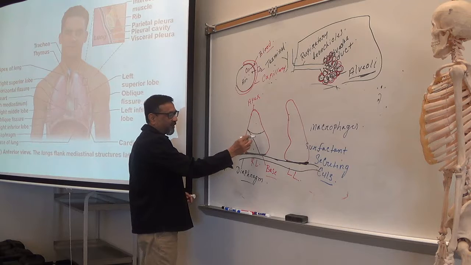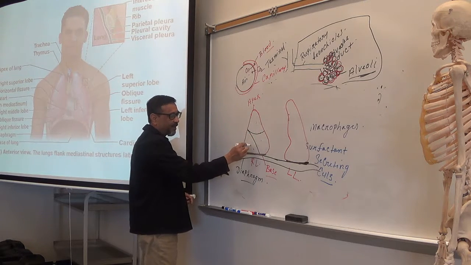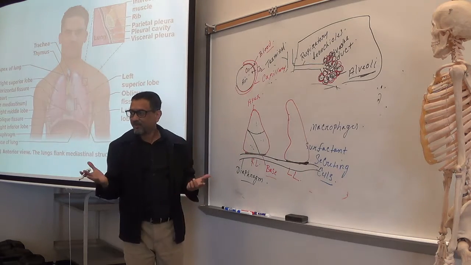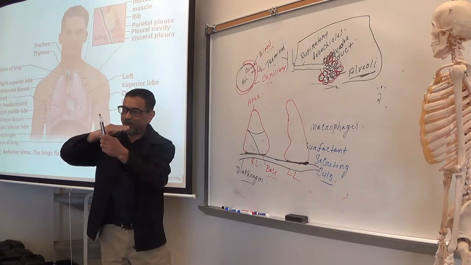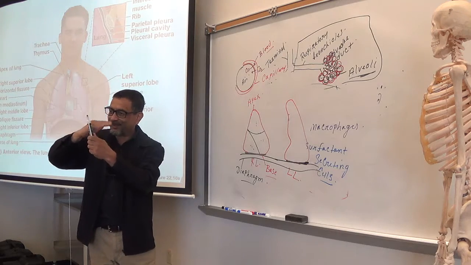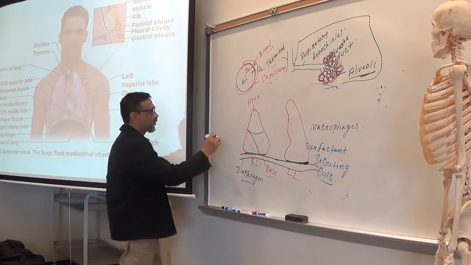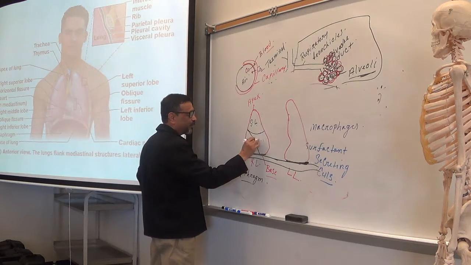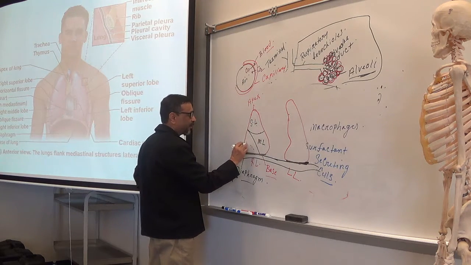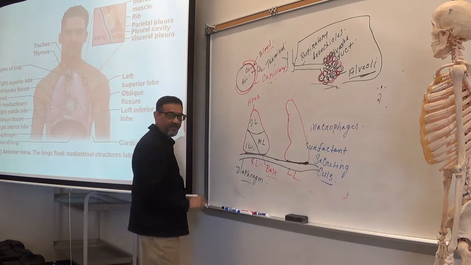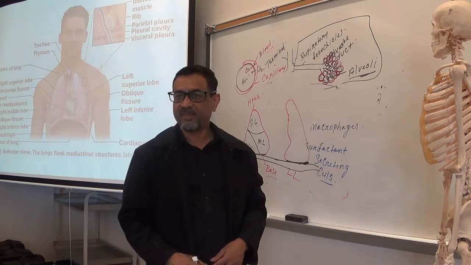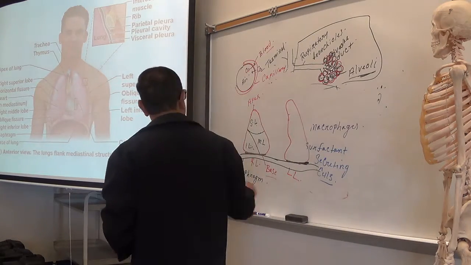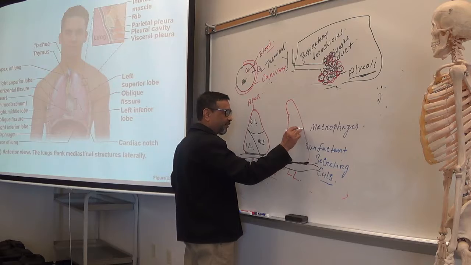So 2 fissures separate the right lung into how many lobes? 3. Makes sense, right? If I make 2 cuts, how many pieces will I get? 3, right? So these are called the superior lobe, middle lobe, and inferior lobe. Make sense? 2 fissures, 3 lobes. The left lung has only 1 oblique fissure.